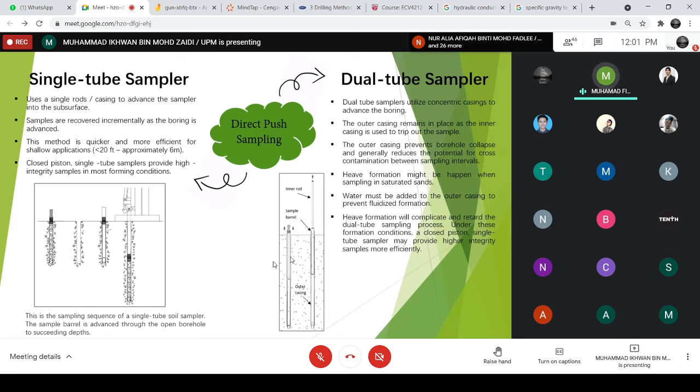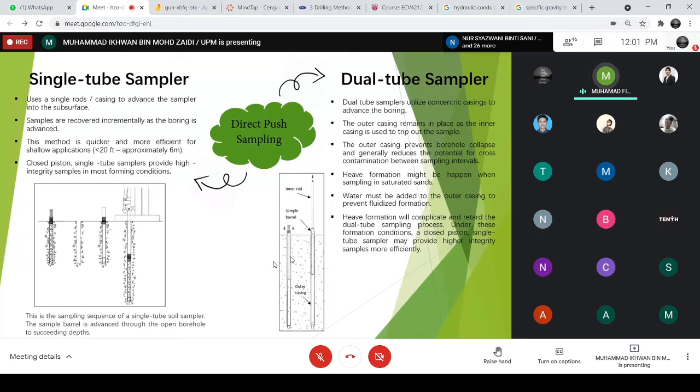Closed piston single tube samplers provide high integrity samples in most formation conditions. By looking at the figure, you can see the sampling sequence of a single tube soil sampler. The sample barrel is advanced through the open borehole to the succeeding depth.